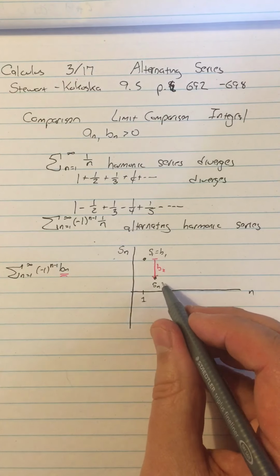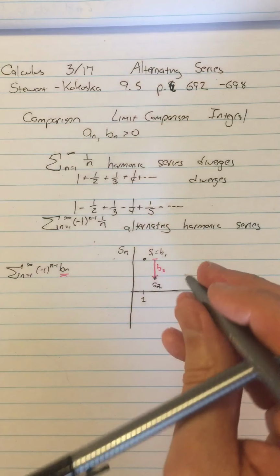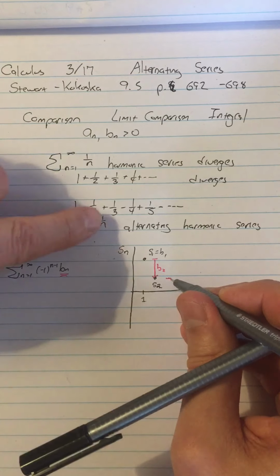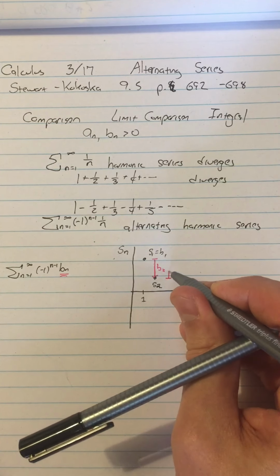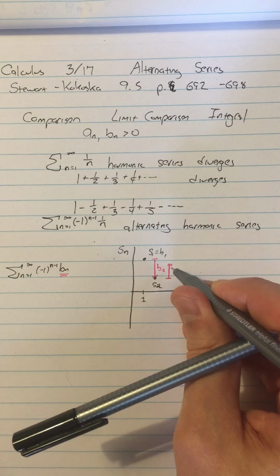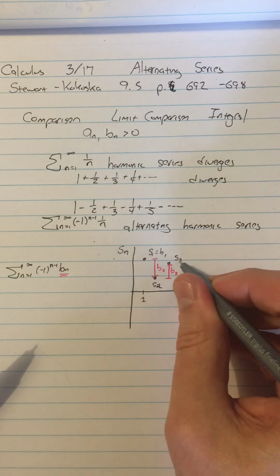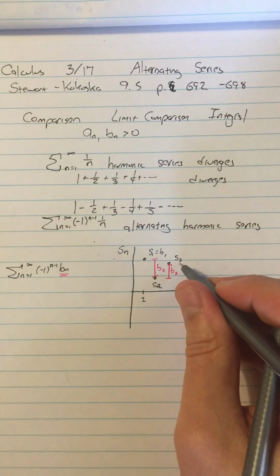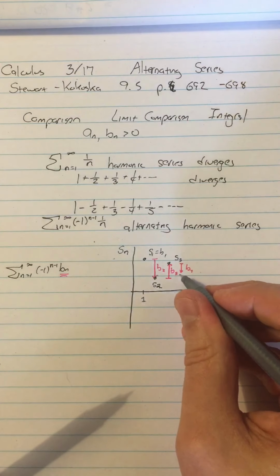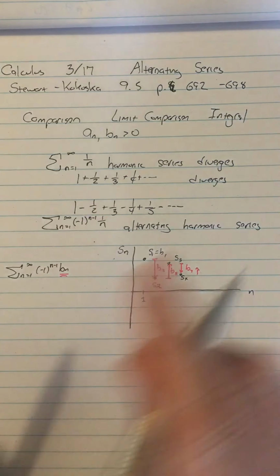I wrote s sub n here, but it's actually s sub 2. Then you can see that if I want to get s sub 3, I just start from s sub 2 and add 1/3 to it. Now 1/3 is smaller than 1/2, so a critical issue is I'm coming up less than I went down. So I come up by b sub 3, which is less than I went down, and that gets me to s sub 3. Then I just keep doing that. I drop down b sub 4, and that gives me s sub 4. Then I come up an amount b sub 5, and that gives me s sub 5.